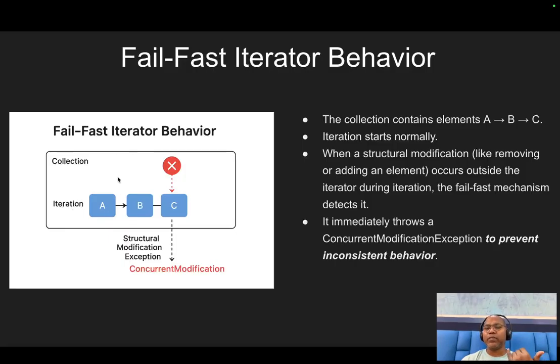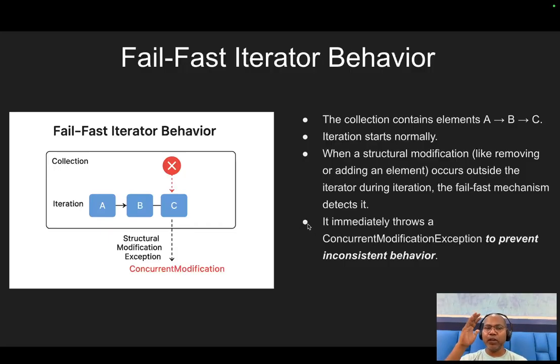Any count or size differences, it will throw an exception right now. So for example, for a collection, whenever any structural change like removing or adding an element occurs outside of the iterator during the iteration, the fail-fast mechanism is detected. So here something modified, then it says, hey, the collection is going to change somehow, so it's going to fail. Okay, this fail-fast behavior ensures that when it detects something inconsistent, our application fails.